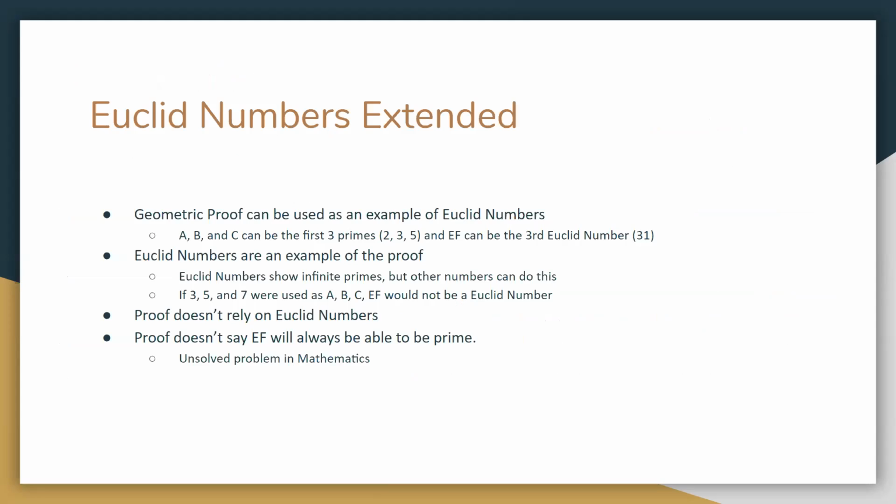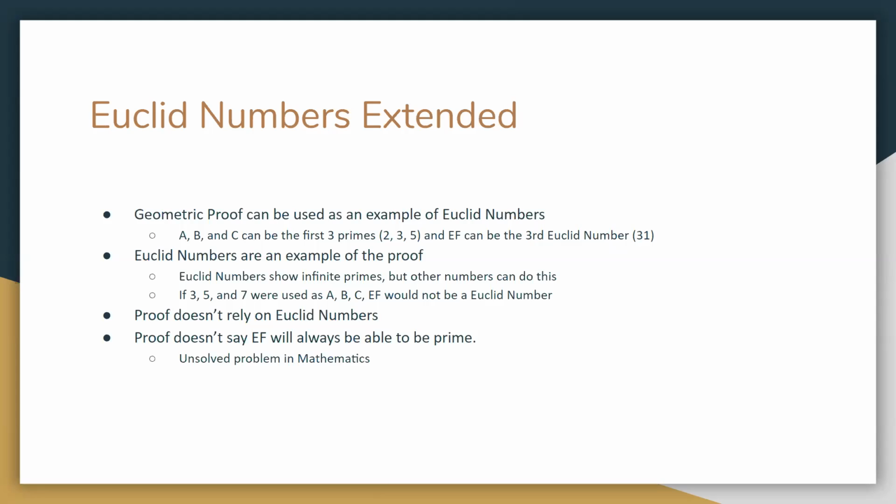Okay, so the geometric proof can be used as a visual example of Euclid numbers, where the segments A, B, and C can represent the first 3 primes, 2, 3, 5, and then EF would be the third Euclid number, 31. You could create the same proof with all the Euclid numbers, and they also show that there are infinitely many prime numbers. But other numbers can be used in this proof too. For example, A, B, and C could be 3, 5, and 7, which would make EF 106, which is not a Euclid number. But it still shows that other primes exist besides the 3 that were given. Therefore, the proof doesn't rely on Euclid numbers.